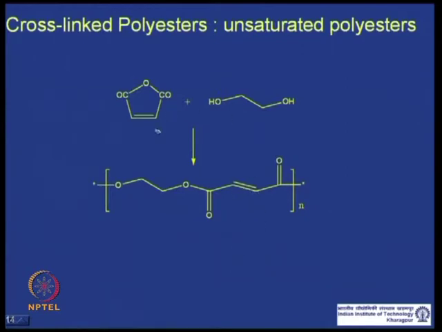can add other monomers like styrene or MMA, methyl methacrylate, and then copolymerize with them and form a cross link. So, here you first make a step polymer. By step polymerization mechanism, you make an unsaturated polyester, and then by doing a chain reaction, you can do a cross linking reaction.